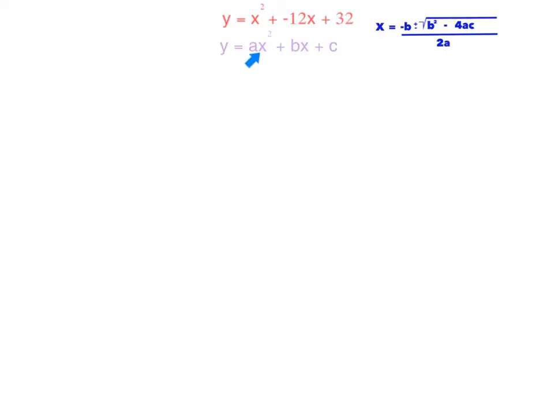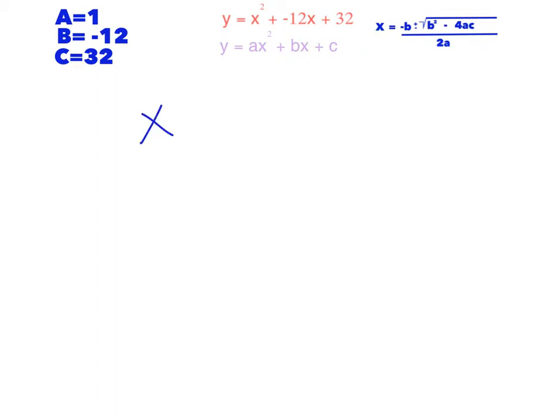So the a number is the coefficient on the x squared term, and you can see that there is no number here, so remember we can use a 1. The b number is the coefficient on the x term, in this case it's a -12, and the c term is the constant number, which in our equation is 32. So let's start plugging away.